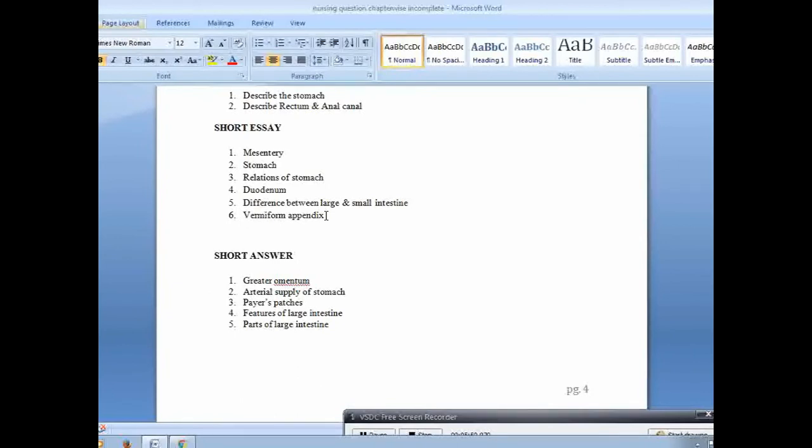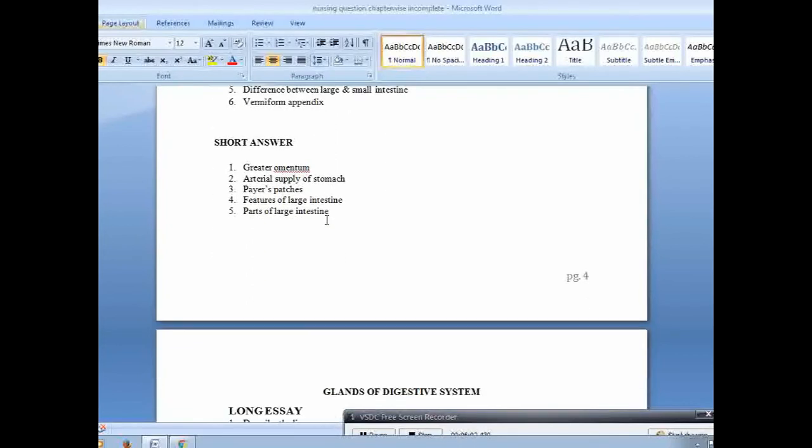It's part of the large intestine. The different positions of the appendix, and the blood supply, nerve supply of it, the peritoneum which is attached to the appendix. Greater omentum. So here you need to mention about the greater omentum.